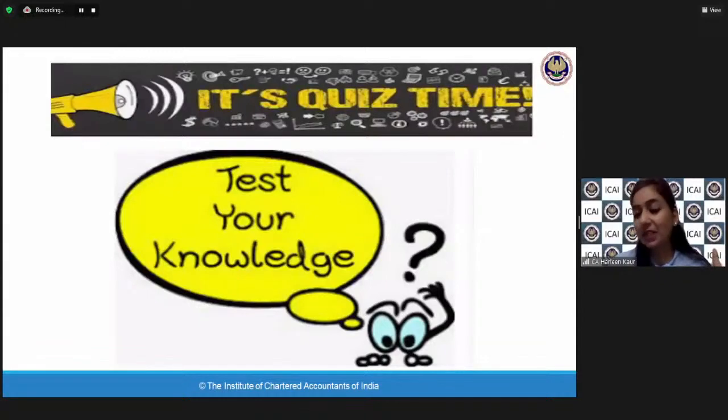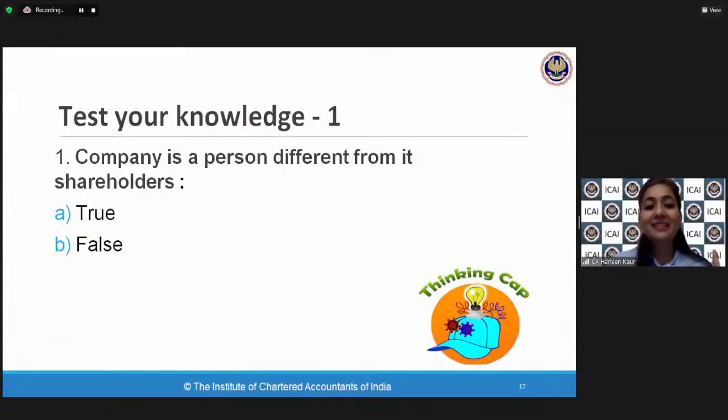You want to have an MCQ? Yes or no? Okay. So quickly tell me, a company is a person different from its shareholders. Yes or no? Is a company different from its shareholders? Yes or no?